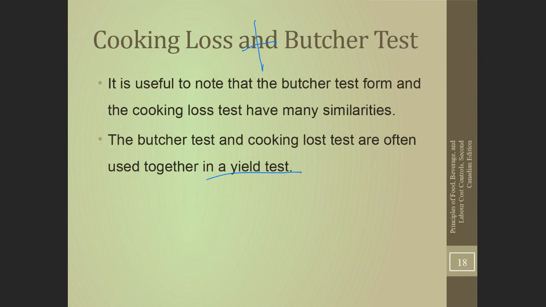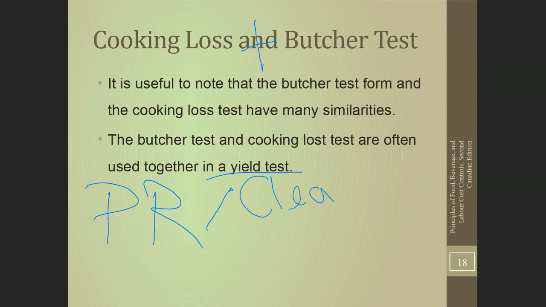Some examples of this would be prime rib. That's the example I use for the most part. We have to butcher a prime, or not necessarily butcher, we have to clean a prime rib of fat and bones and stuff, and then we also have to cook it, and it loses volume in cooking. So we would perform a yield test on prime rib, or PR. Fairly simple and straightforward. It's just taking the two tests and smashing them together on one form. And that's the worksheet that we're going to be doing today, because to practice a yield test is to practice a yield test, but also a cooking loss test and a butcher test.